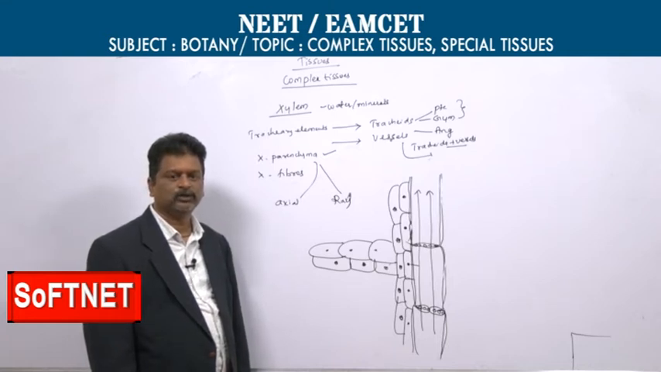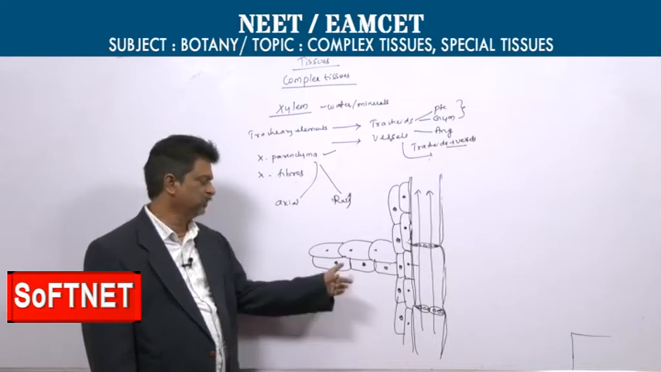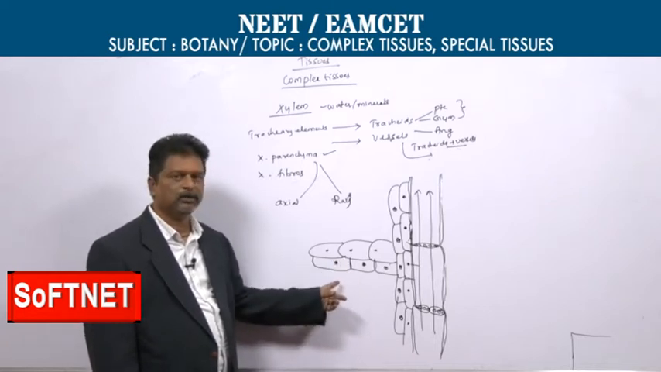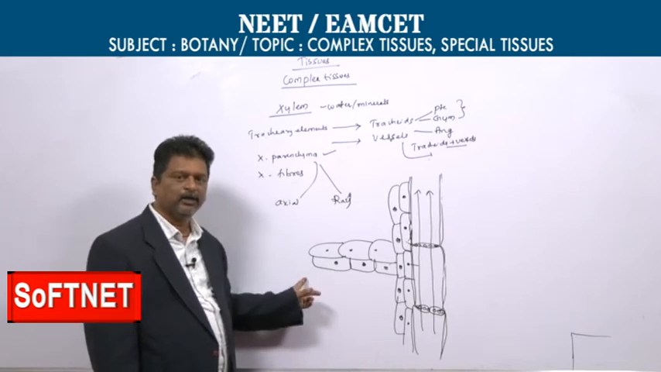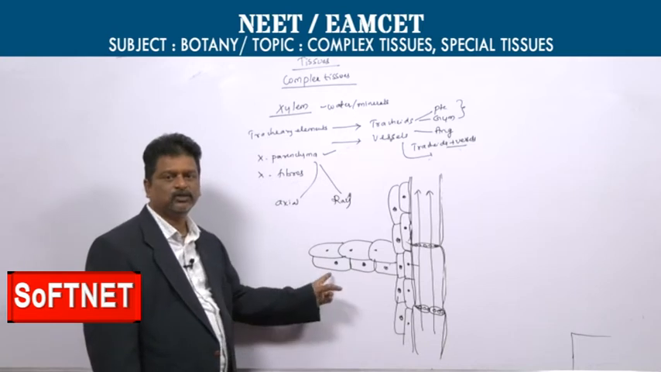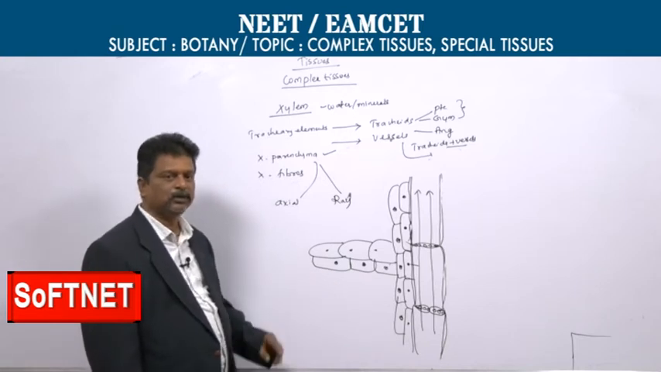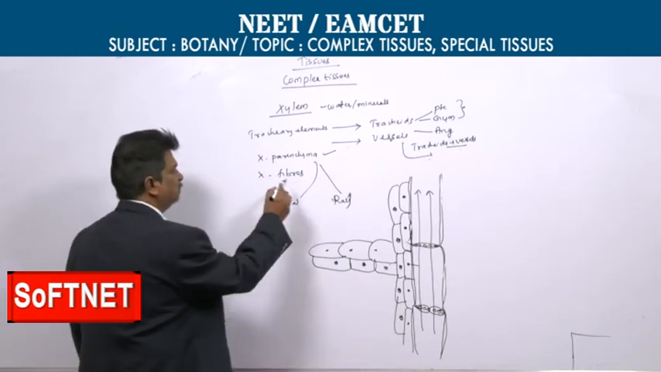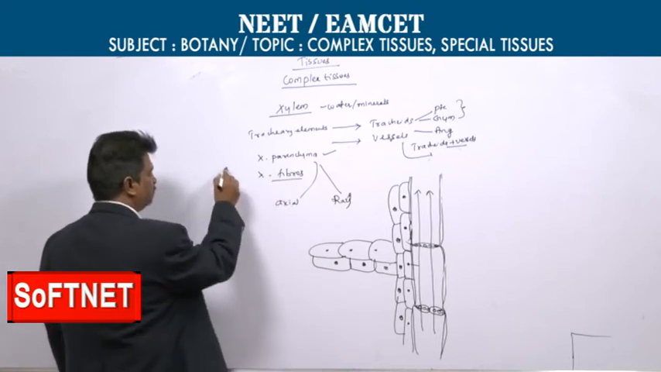Along with storage, this parenchyma helps in conduction. Particularly, ray parenchyma helps in radial conduction. Radial conduction means lateral conduction. That is xylem parenchyma. Next one, xylem fibers.